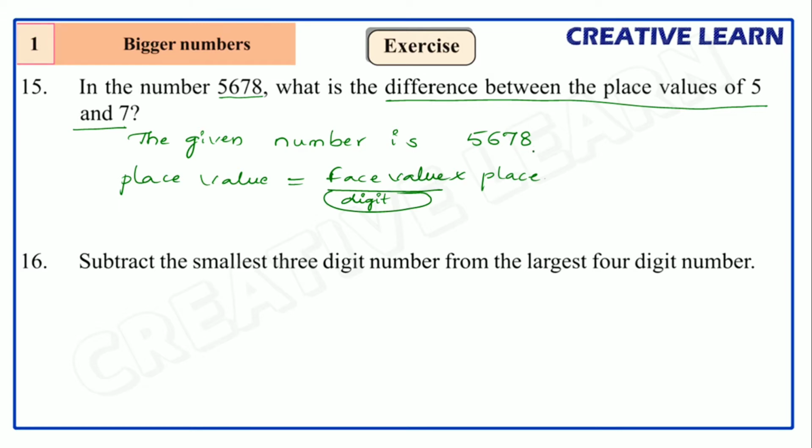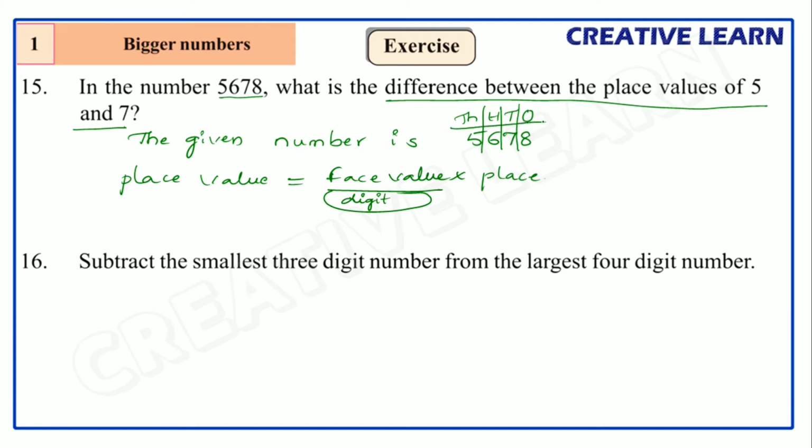For example, here in the ones place 8 is given. So what is the face value of 8? 8 only. What is the face value of 7? 7. Face value of 6? 6. Face value of 5? 5. Any digit we take, the face value of the digit is the same digit only. And what about place? We know already: ones place, tens place, hundreds place and thousands place. These are called places.